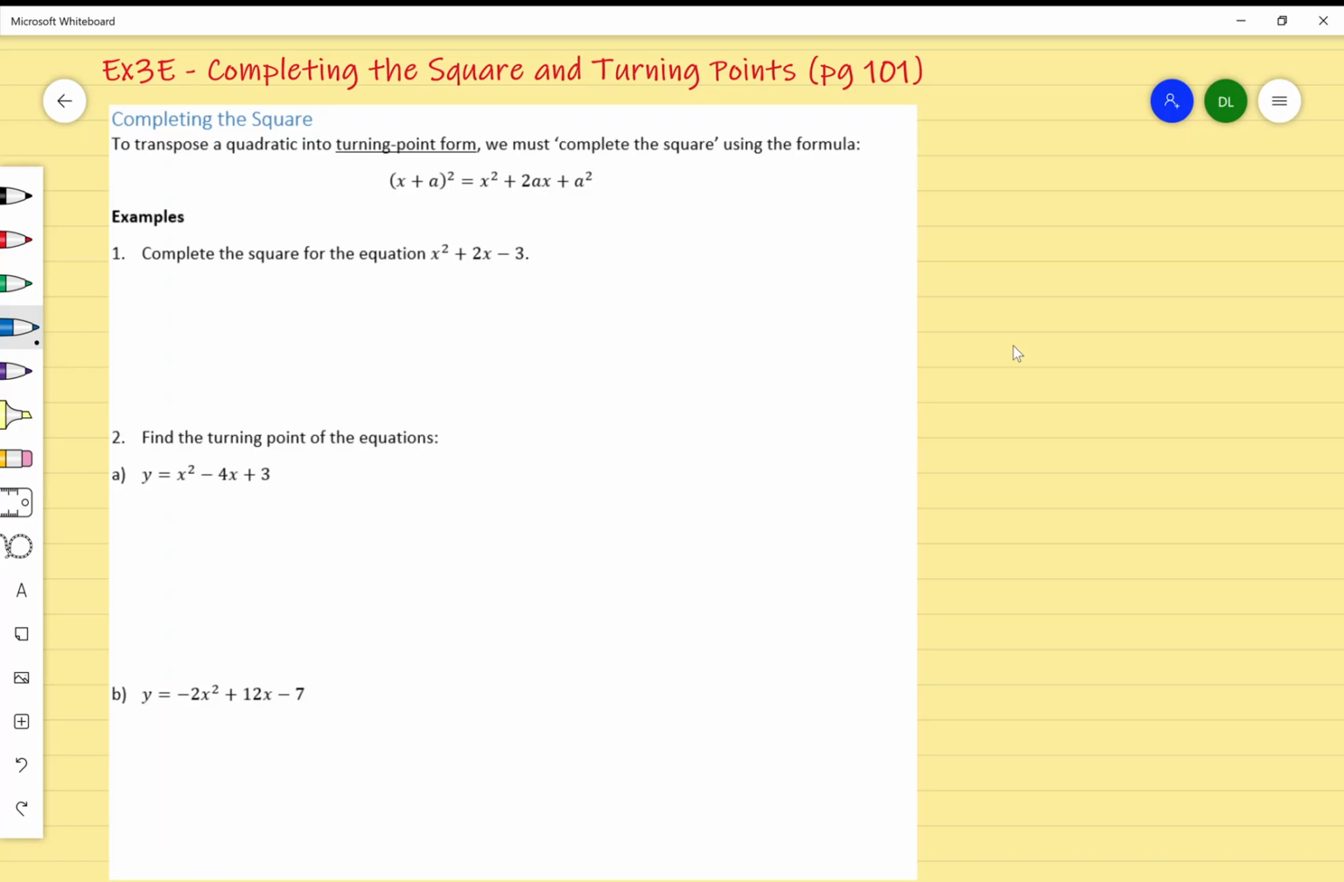So this is exercise 3E on completing the square and turning points on page 101 of your textbook. This is also part of the booklet that I gave you at the start of the year. Feel free to use that there.